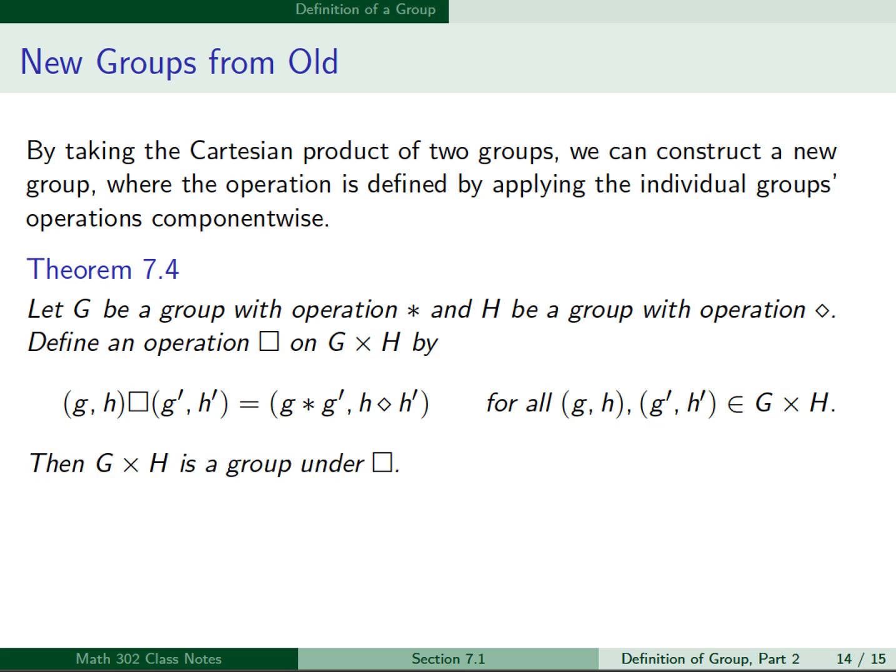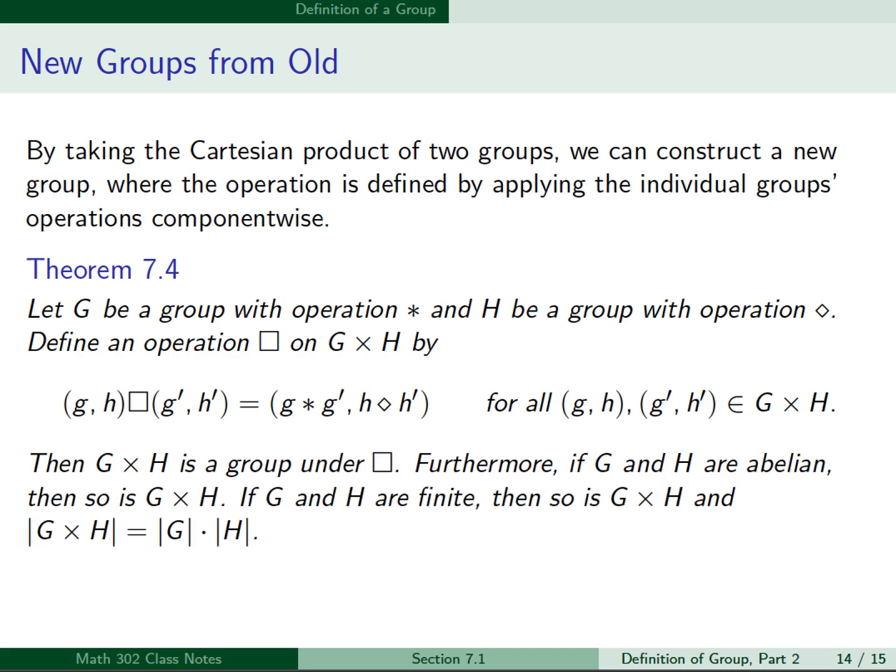Then G times H is a group under this new operation square, and if G and H are abelian, so is G times H. And if G and H are finite, then so is G times H, and the order of G times H will be the product of the orders of G and H. And the proof of this theorem is left as an exercise.